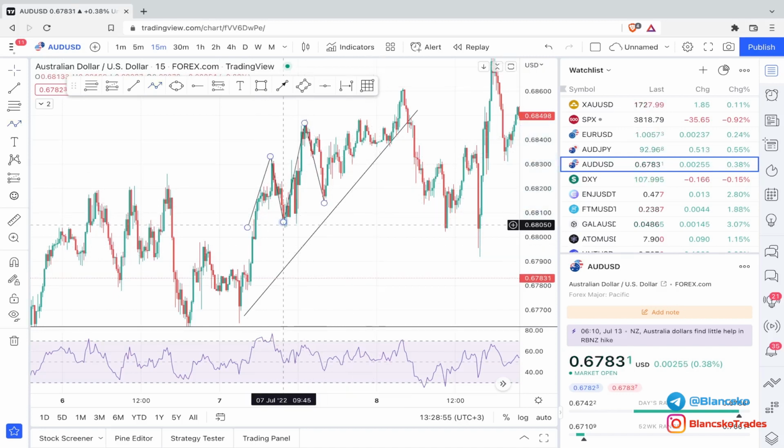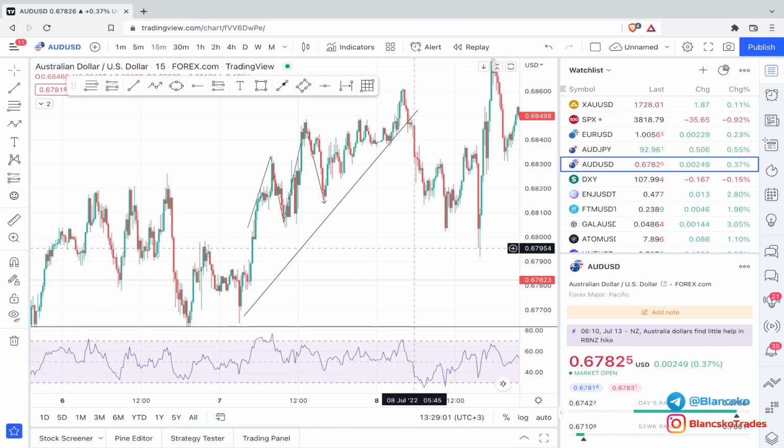We must be able to read market structure. If you don't know how to read market structure, I also have a video about that on my YouTube channel. Please make sure to check it out and then come back to this video, okay? Because if you don't know what market structure is, you won't be able to identify the hidden divergences.